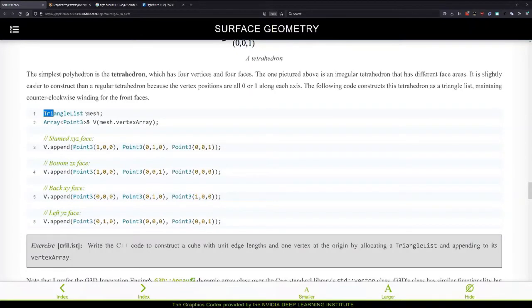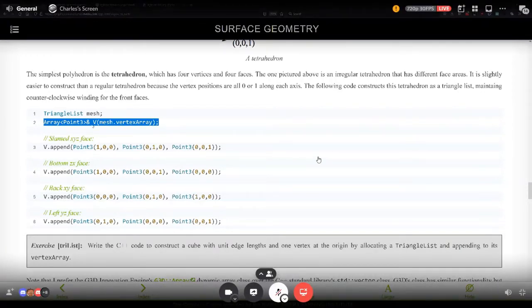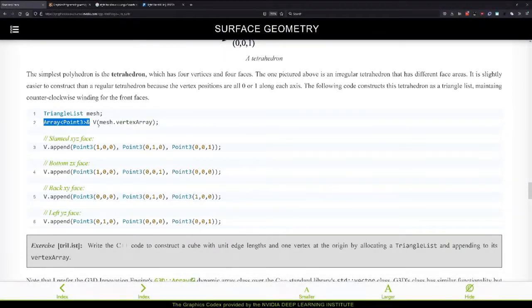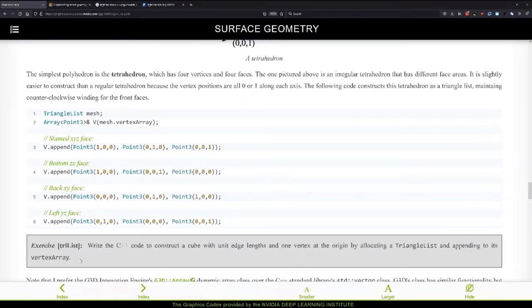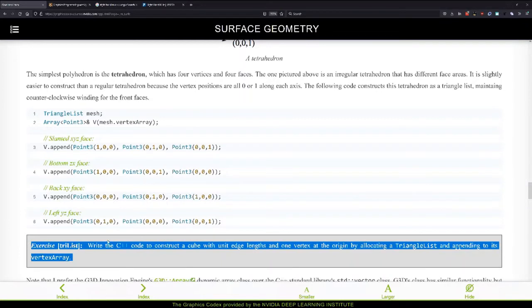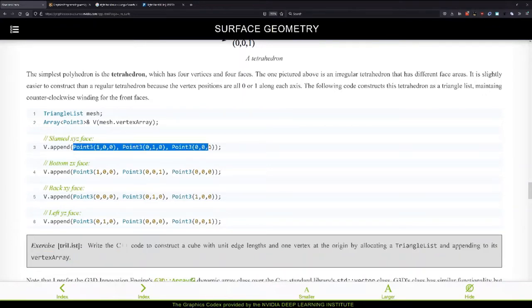Okay, so we have a mesh, we have some points. That's the mesh. This is just an array of points, and it's getting it from the mesh. And then we append our 4 faces. This is a bit of an exercise to do the same thing but create a cube. It's a good exercise in general, especially for the orientation stuff, because you have to figure out which order things are in and make sure the order they're listed in makes the correct faces point outwards rather than inwards.